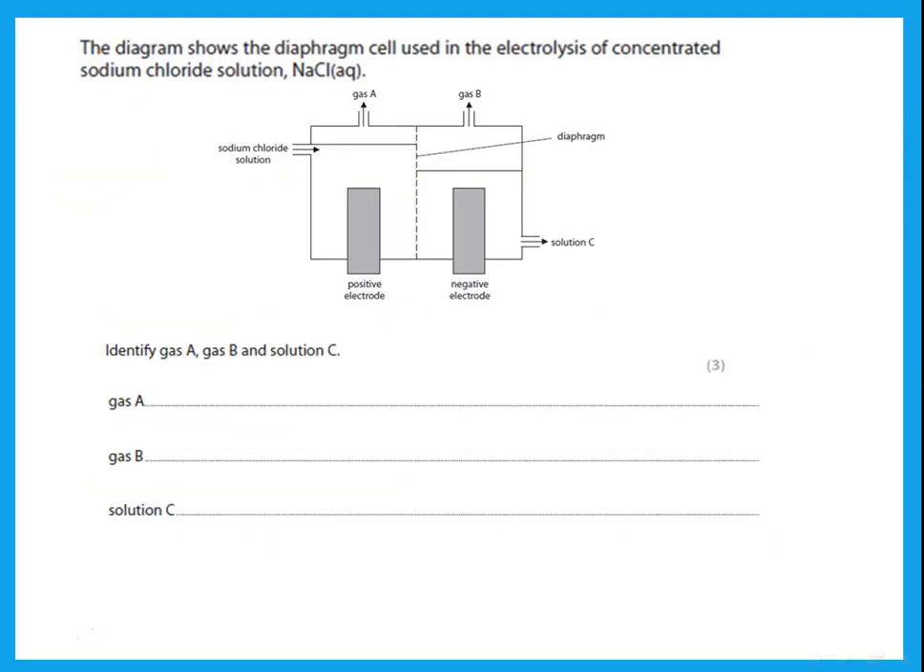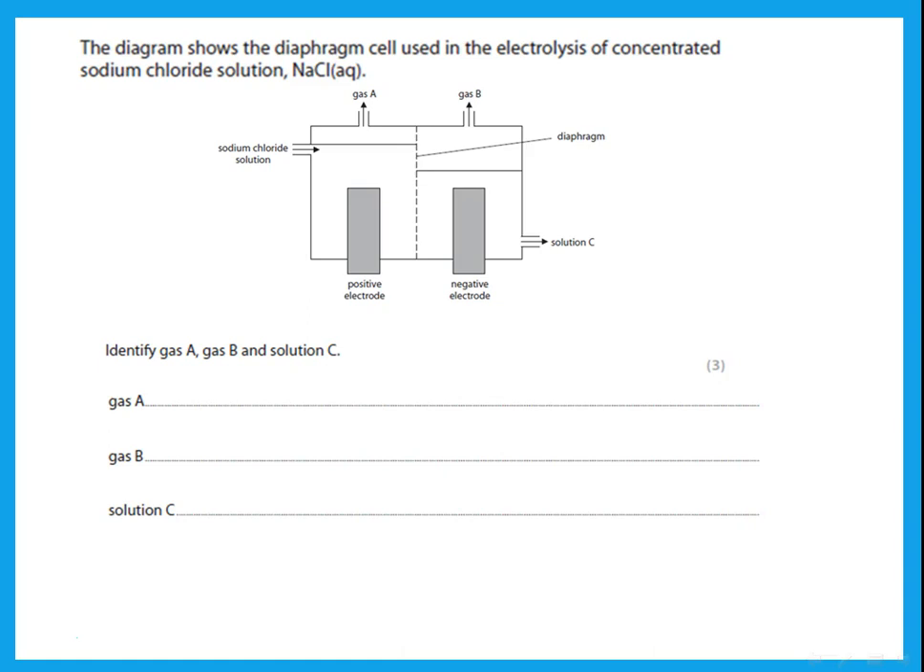The diagram shows the diaphragm cell used in the electrolysis of concentrated sodium chloride solution. So what is he doing? Concentrated sodium chloride. Identify gas A, gas B, and solution C. Where is gas A? I take a look. Is it positive or negative electrode? The gas A is collected at the positive electrode.